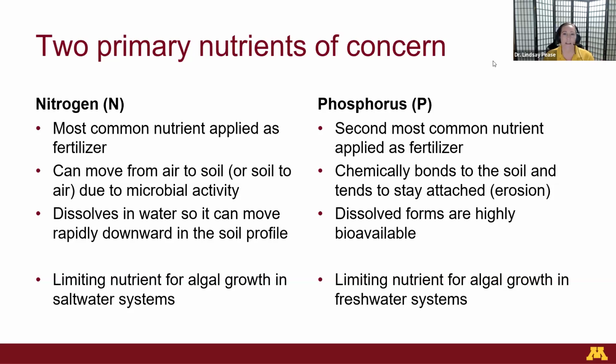Phosphorus is going to be the second most common fertilizer that's applied on our agricultural landscape. But this one behaves a little bit differently than nitrogen. Where I said that nitrogen is pretty dynamic in the soil, phosphorus tends to stay in place. Phosphorus is a lot more bonded chemically to the soil.